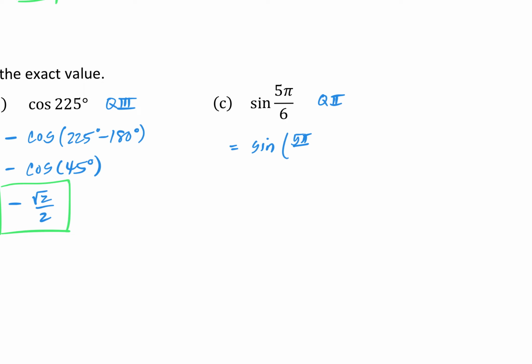Oops, I'm in quadrant 2. Oops. Sine of pi minus 5 pi over 6. I was doing this backwards. It's going to be sine of, so this would be 6 pi over 6 minus 5 pi over 6, sine of pi over 6. And sine of pi over 6 is a positive 1/2. Still positive in quadrant 2.